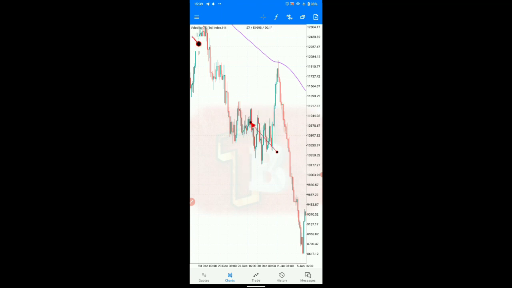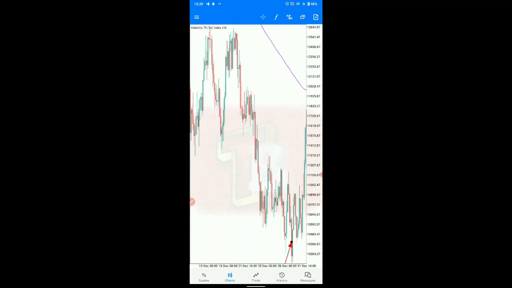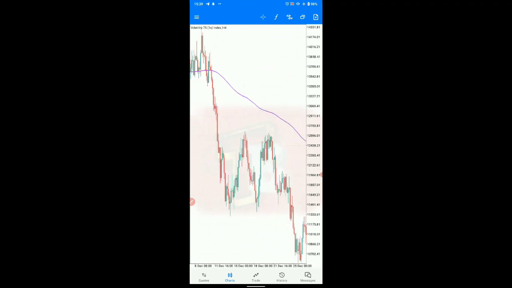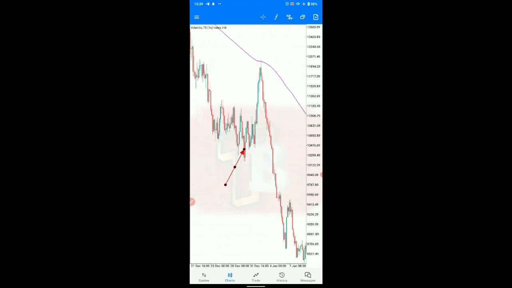We want to trade something like this. You see it all the way from here. That's the kind of thing we want to trade. That's the kind of market we want to be entering. Are you with me? We don't want to be trading markets like all these consolidations. We don't want it. We want to be trading something like this.